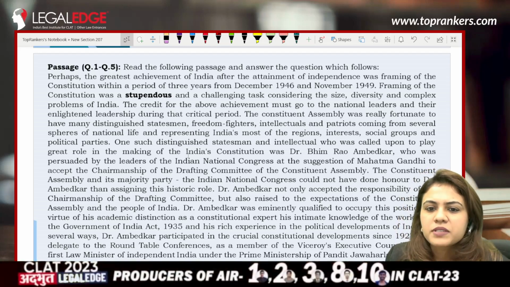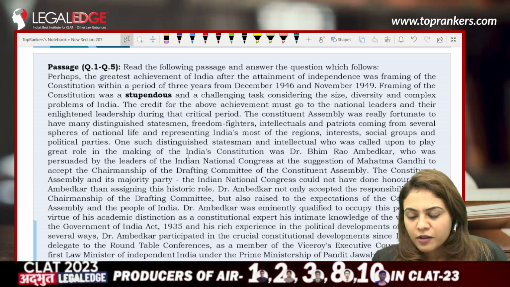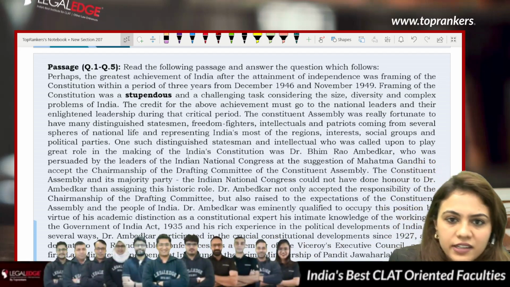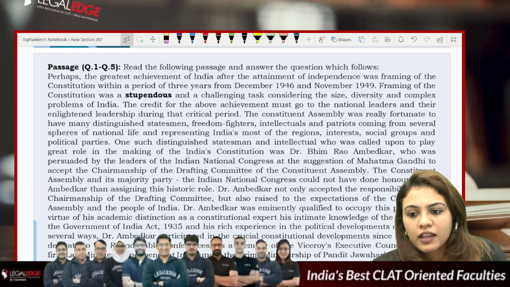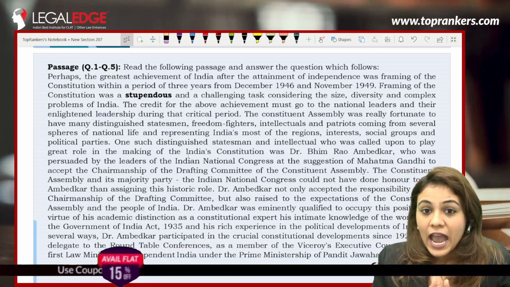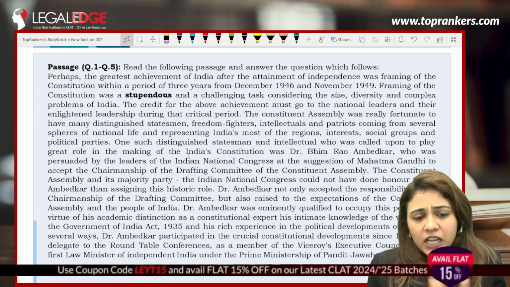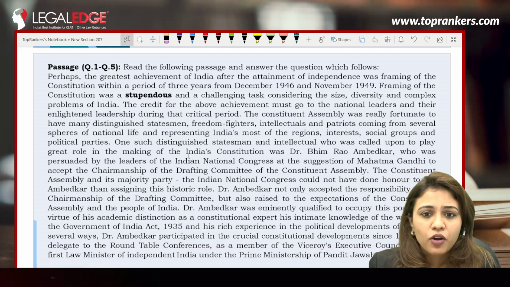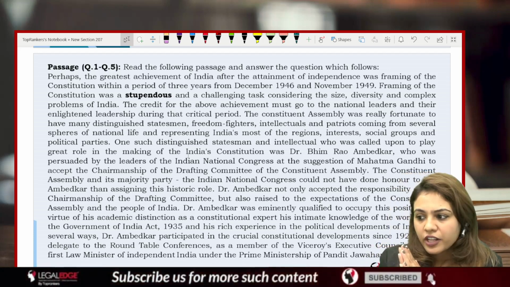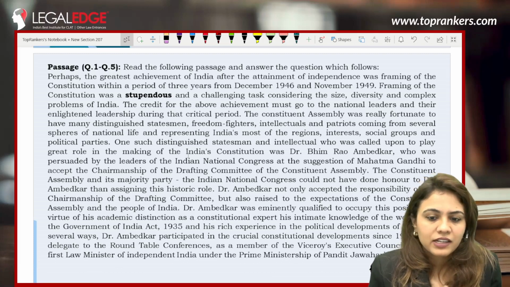So here, first of all, we talk about how perhaps the greatest achievement of India, when it comes to, obviously, attainment of independence. As soon as we attained independence, the second most important thing was to basically constitute a constitution, and they did it in a very, I would say, impressive manner in the time span of 3 years, from December 1946 to November 1949. Now, framing of the constitution obviously was a stupendous and a challenging task.